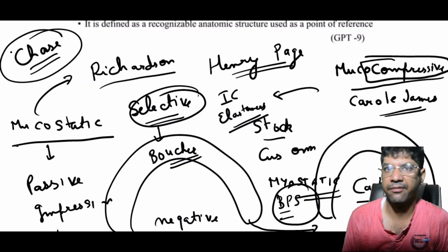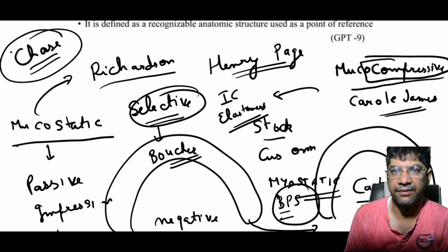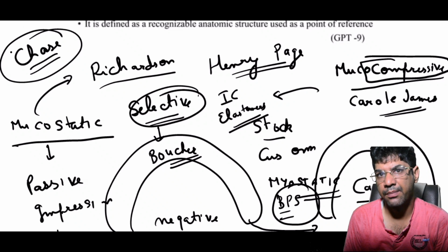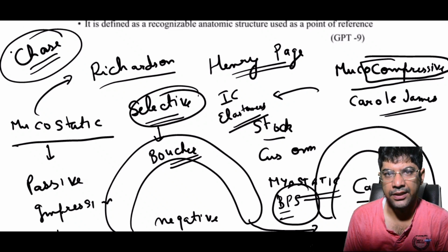Now, what is the difference between the mucostatic and mucocompressive impression? Mucostatic aims to capture the oral tissue without additional pressure, whereas mucocompressive impression involves applying pressure to the tissues to record them under functional condition.